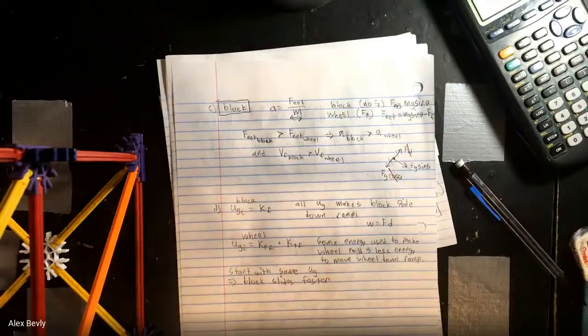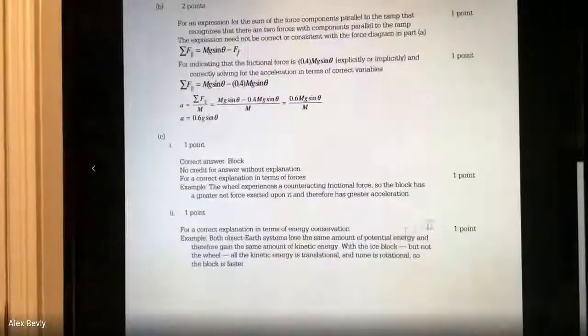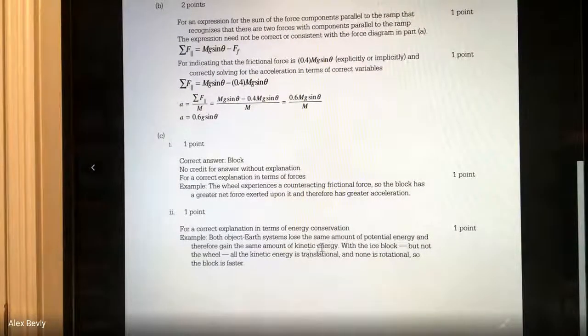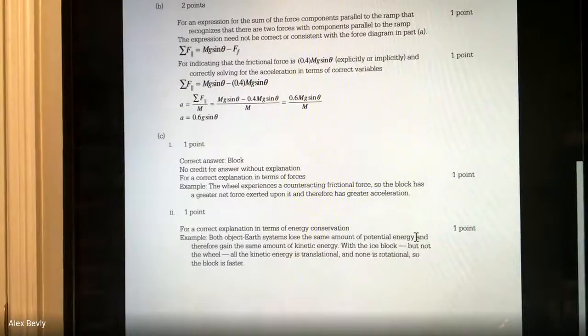And so let's see what the rubric actually states. So correct explanation in terms of energy conservation: both object-Earth systems lose the same amount of potential energy. So that would be sufficient, either saying they start with the same potential energy, because that's implying the energy is going elsewhere. They gain the same amount of kinetic energy, the ice block, but not the wheel.